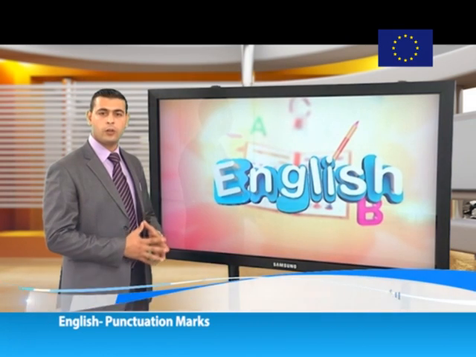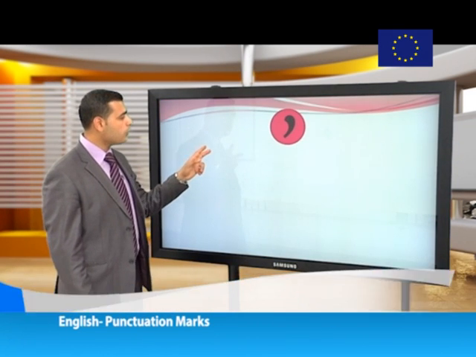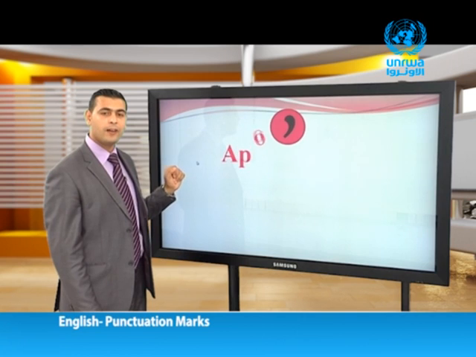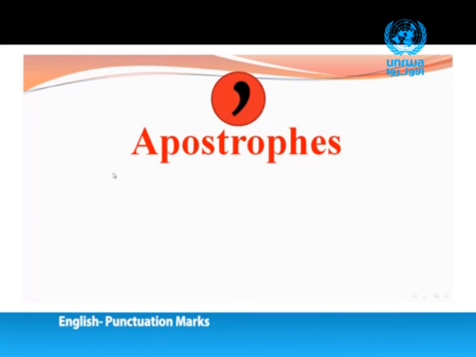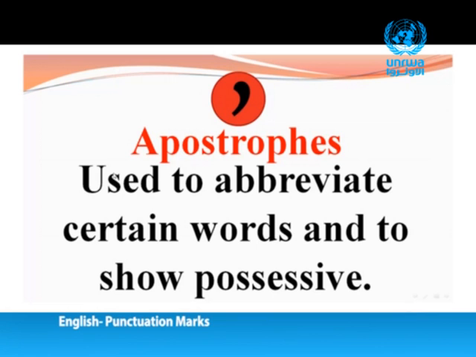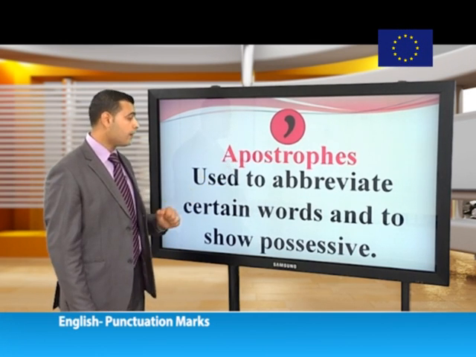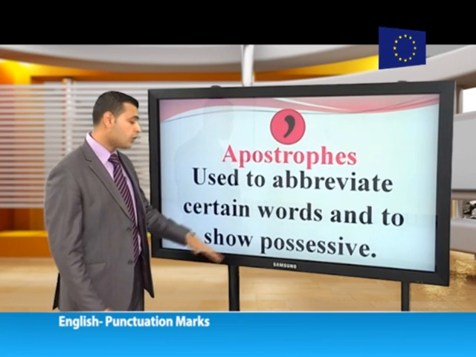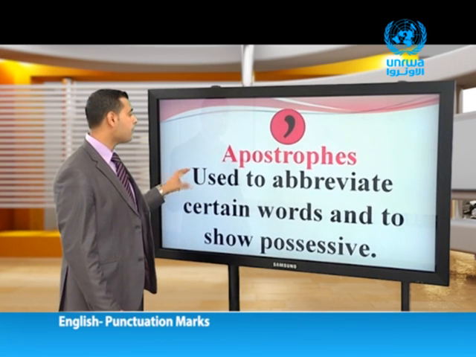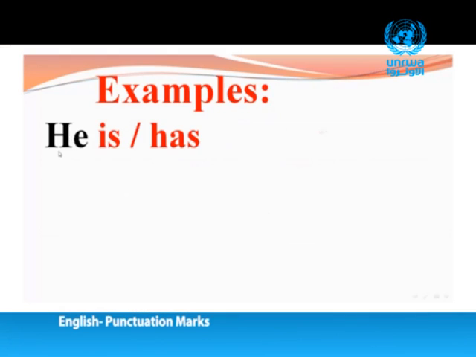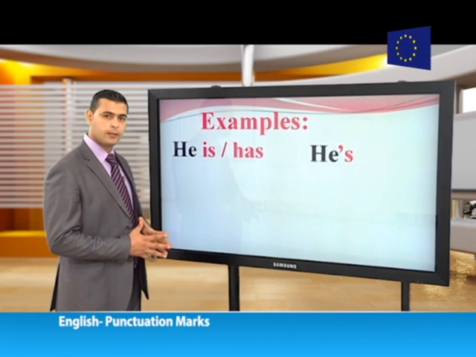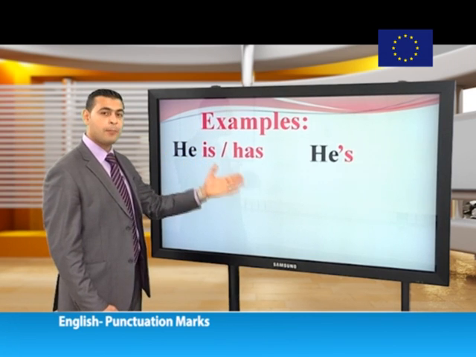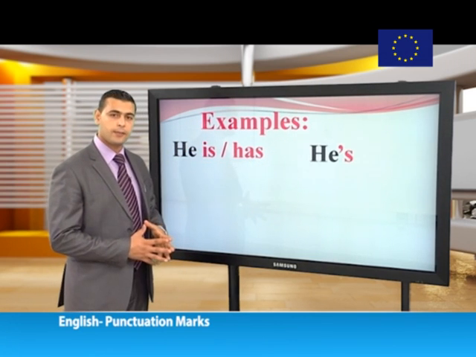Welcome back. Now, dear all, let's handle the next punctuation mark, which is the apostrophe, الفاصلة العليا. Apostrophes are used to abbreviate certain words and to show possessive. Let's have some examples. Example number 1, he is or he has becomes he's. So is and has are abbreviated with the apostrophe as he's.